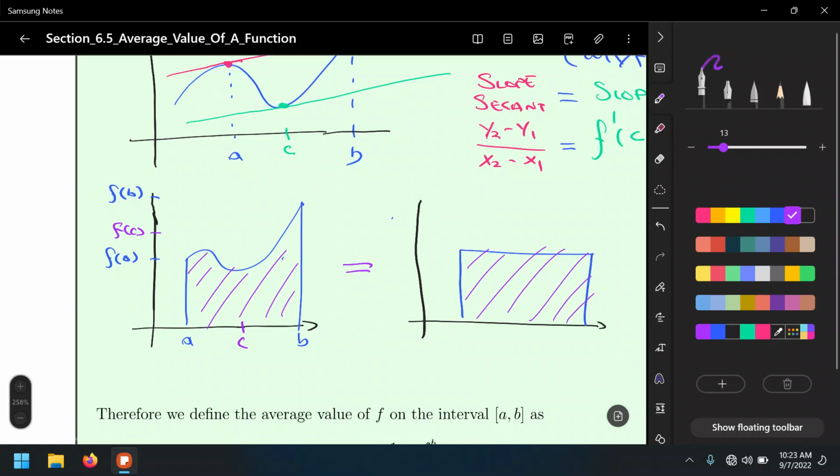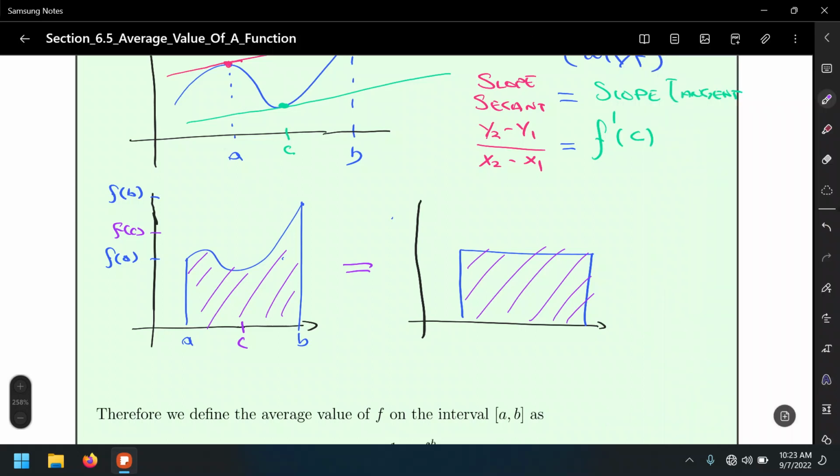All right. So in the mean value theorem for derivatives, we found the value of c for which the slope of the secant without calculus is equal to the slope of the tangent, in this case with calculus. So we're going to find the value of c for which the area under the curve with calculus is equal to the area under the rectangle without calculus.